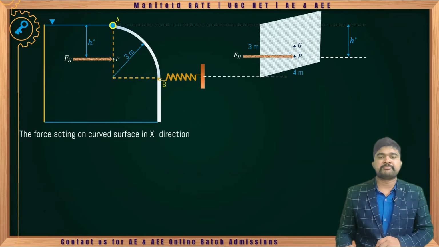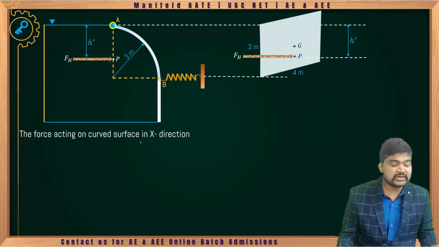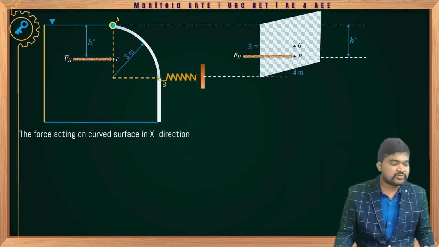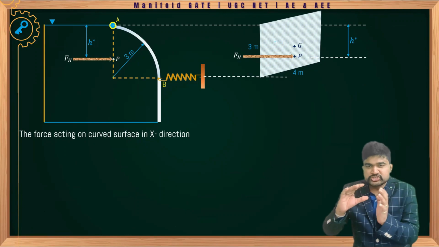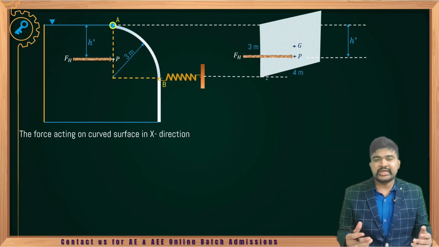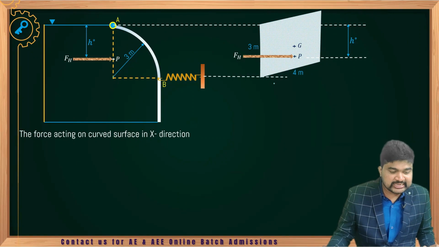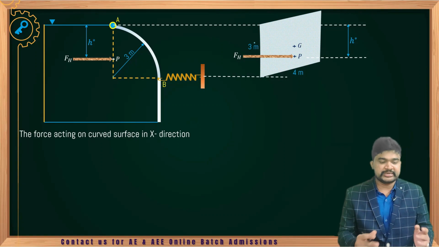As a first step, you need to determine the hydrostatic pressure force acting on the curved surface in x direction. For that, we need to do a horizontal projection. Once you project horizontally, you will get a rectangular cross section. Here, width of the gate is given as 4 meter and the radius equal to 3 meter.